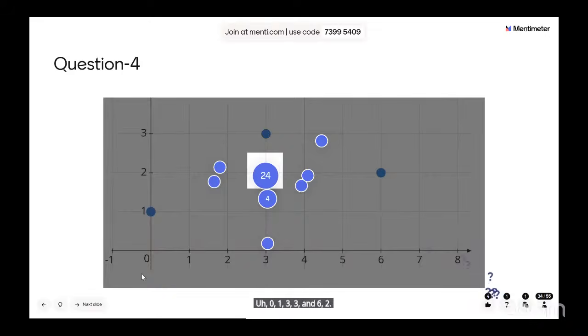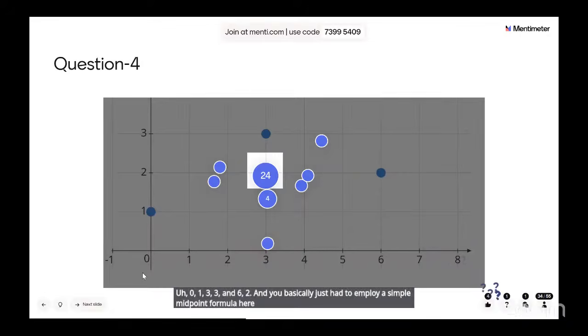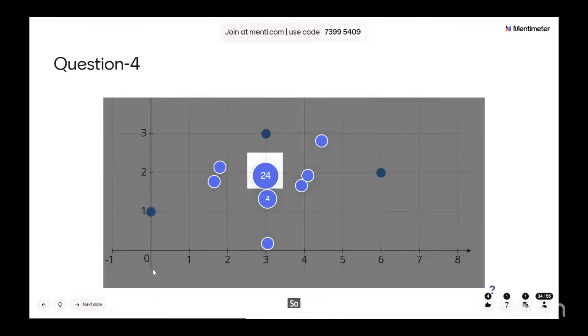And you basically just had to employ a simple midpoint formula here, now with 3 points. So I guess it's easy to see now. If there's any doubt, you may let me know, else we'll move on.